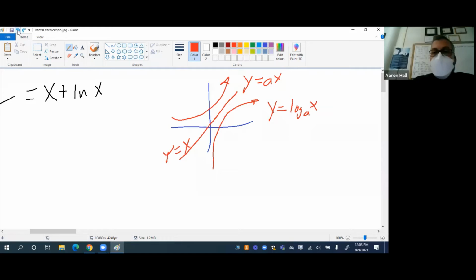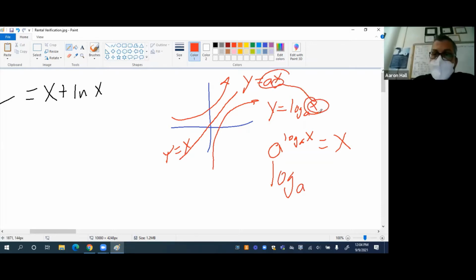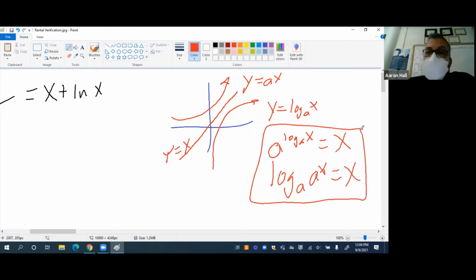So I'm going to do that. I'm going to take one and plug it in. So I have a to the power of log base a of x. That has to equal x because they are inverses. That's the definition of an inverse. They undo each other. The next one is log base a of a to the power of x, which also has to be x. This is where logarithms even come from, this idea of an inverse.